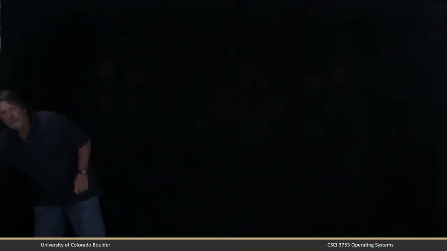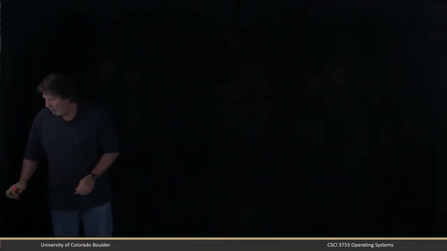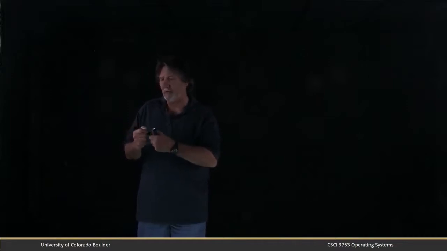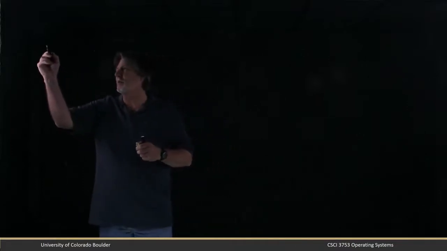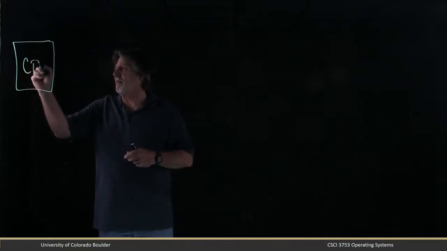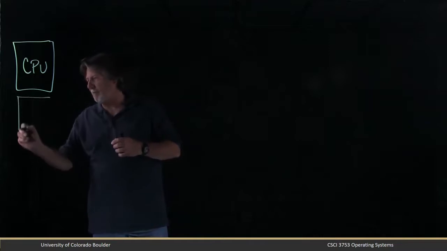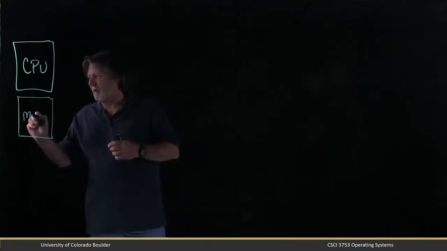And probably the first thing is we need to start thinking about how to talk about the different components that are in a computer. So the first thing we're going to talk about is maybe the CPU. So we'll talk about the fact that there is a CPU. What else is there in a computer? There's some memory. So we're going to have some memory.